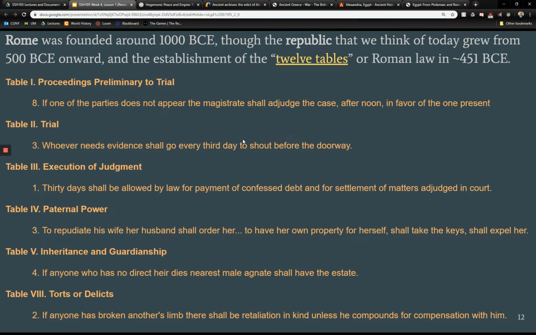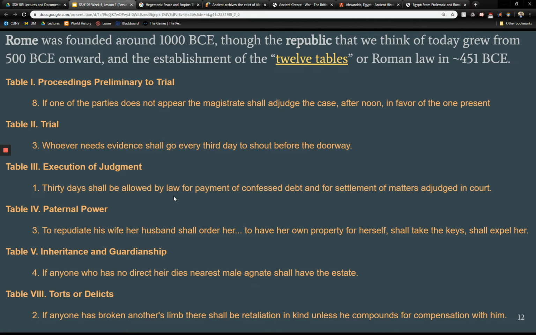And also, just to add one more here on table 8, we see some more links to things like Hammurabi's Code in part 2 of table 8, which is that if anyone has broken another's limb, there shall be retaliation in kind unless he compounds for compensation with him. So if I break your arm, I must talk to you through the court about how to compensate you, and if we cannot come to an agreement, my arm will be broken. So there's still a sense of eye for an eye justice here, just like we saw directly from Hammurabi's Code, the source of eye for an eye justice.